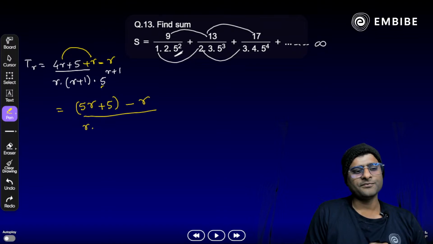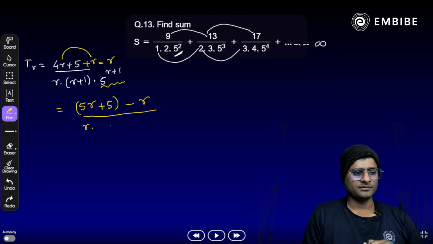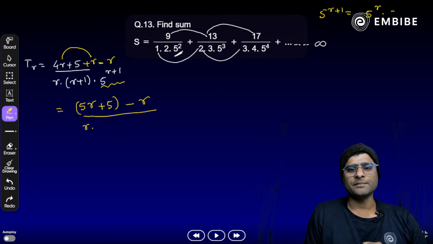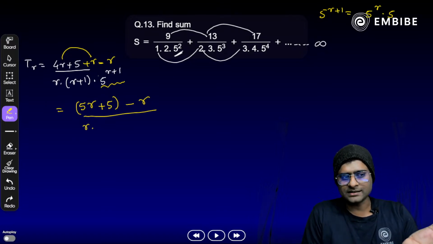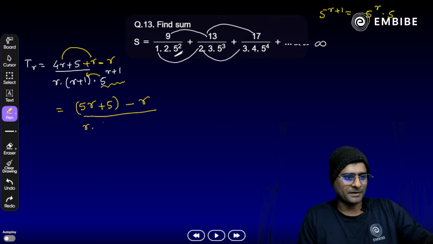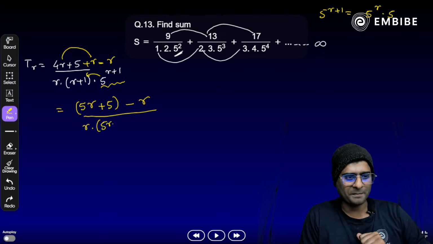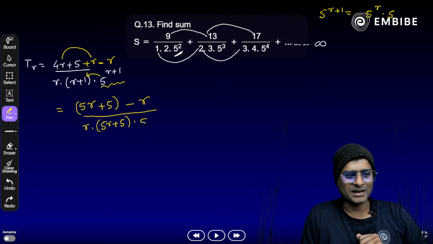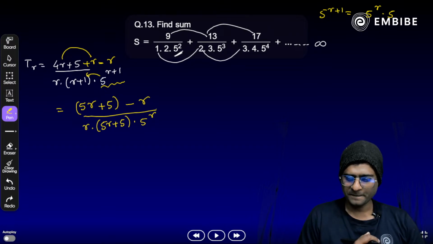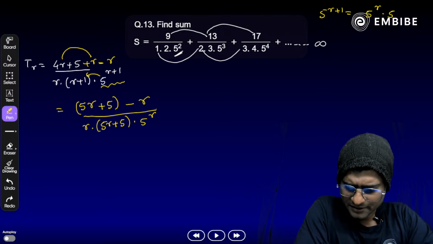Okay, it is 5 raised to power r plus 1. Yes, 5 raised to power r plus 1 is nothing but 5 raised to power r times 5, and if we put down one 5 inside the bracket here, we get 5r plus 5 into 5 raised to power r. Clear? Is that clear, or do you still have a confusion?